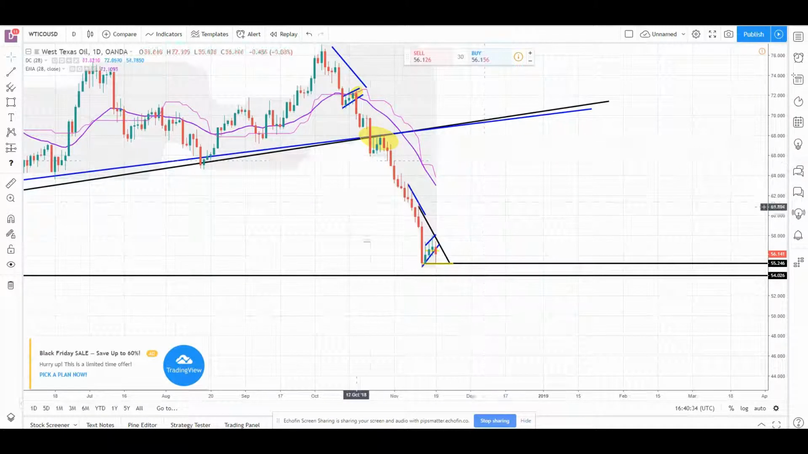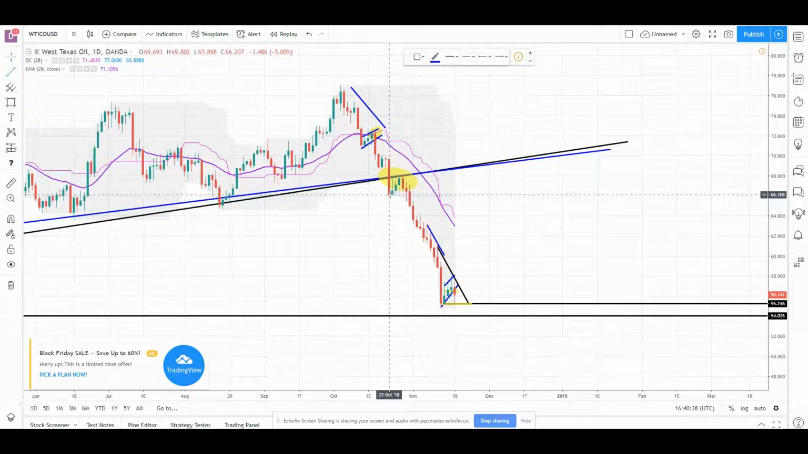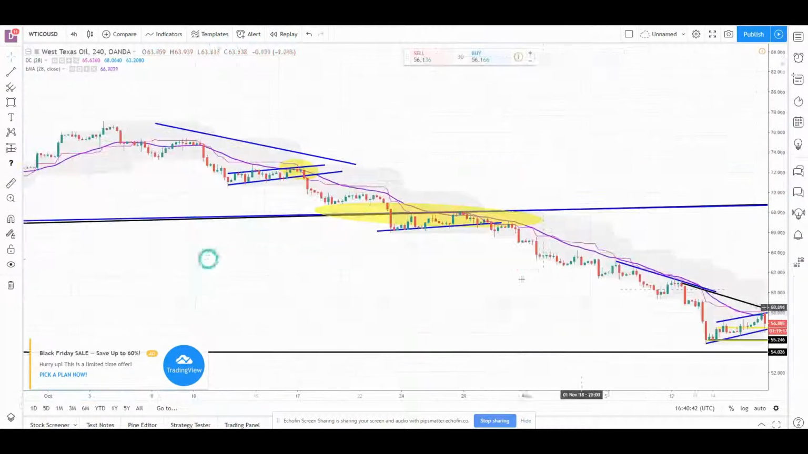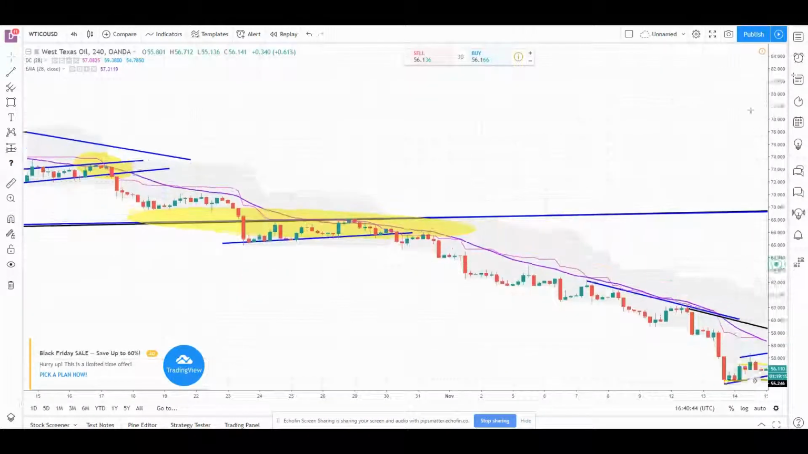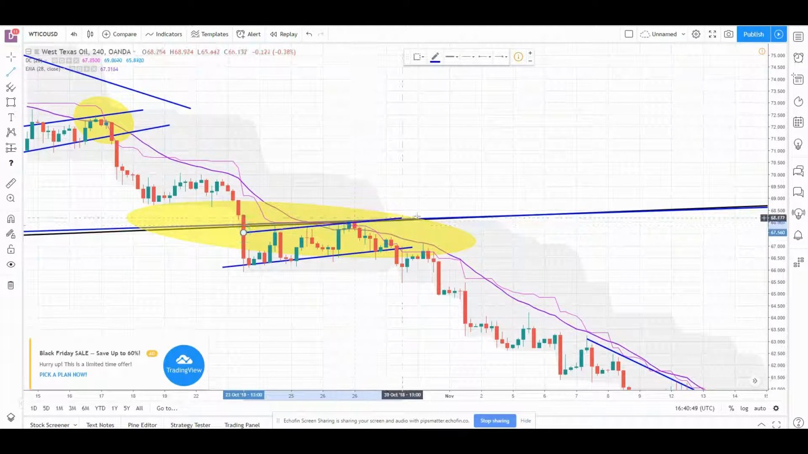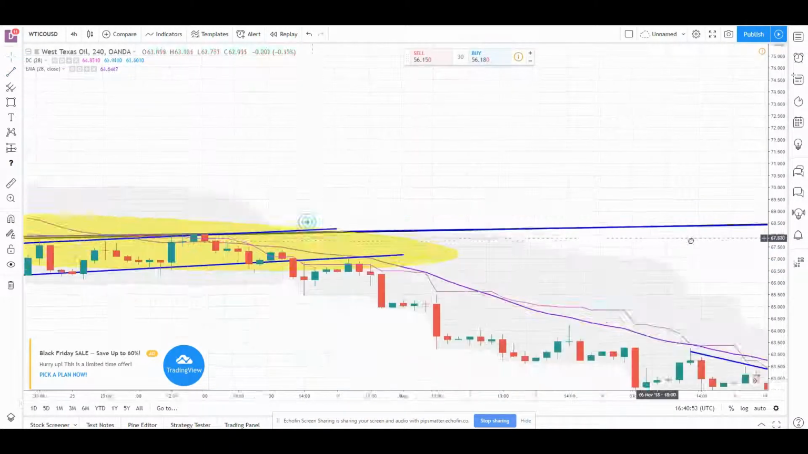So we want to basically understand, look at the previous moves, continuation here, then we have something similar here. Let's go into the 4-hour chart and see how this looks. So you see another trading range right there. Breakout of the trading range. I'm going to zoom in to show you this.